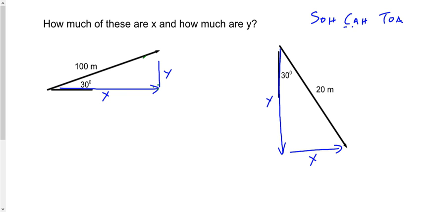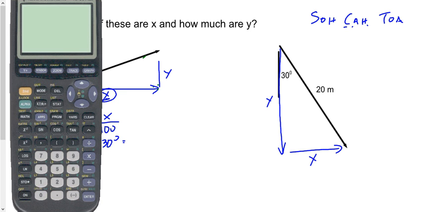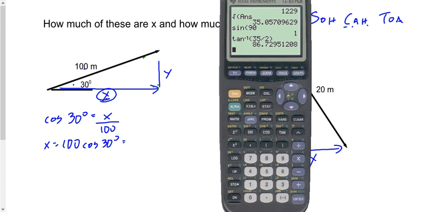Cosine is adjacent and hypotenuse. Okay, I'm looking for the adjacent side here, the one that's touching the angle, and I've got the hypotenuse. So to find the x component, I'm going to say cosine 30 degrees is equal to adjacent over hypotenuse, or x is going to be equal to 100 cosine 30 degrees. On our calculator, yeah, I'm in degree mode. 100 cosine 30 gives me 86.6025.